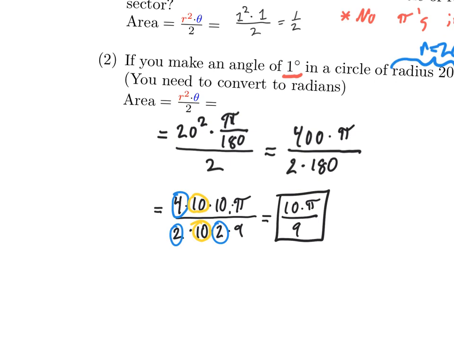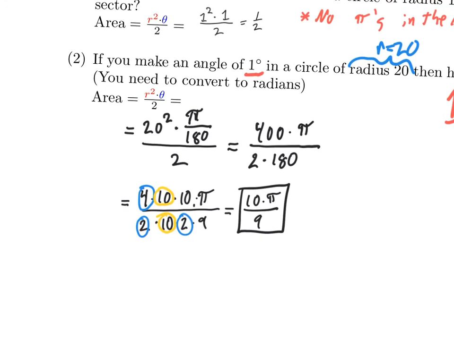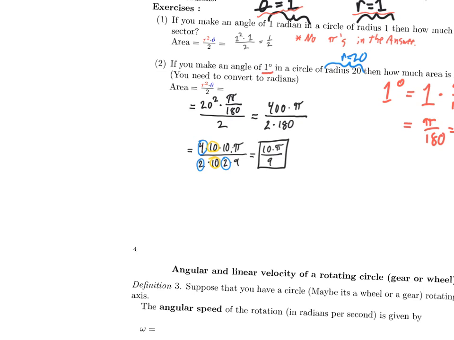So there's the area of this sector when you make an angle of 1 degree inside of a circle of radius 20. Units? No units. Cool.